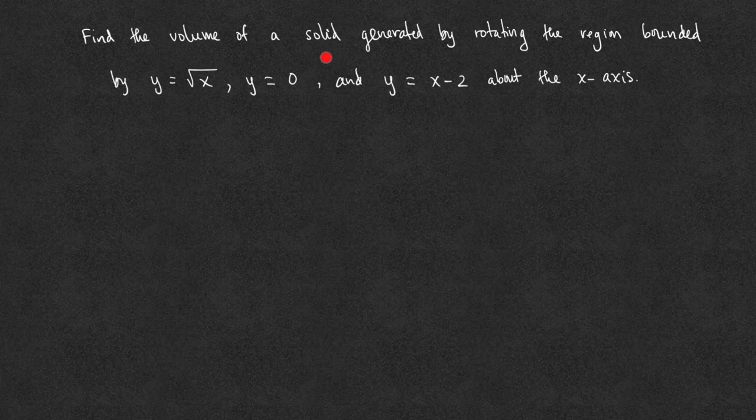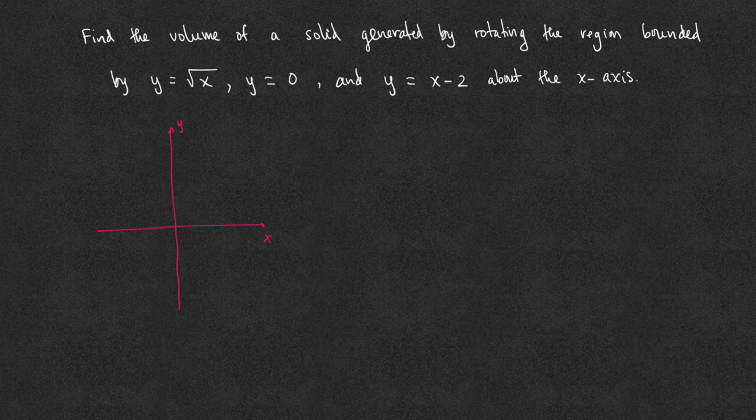Find the volume of a solid generated by rotating the region bounded by y equals the square root of x, y equals 0, y equals x minus 2 about the x-axis. The first thing when we find the volume of the solid generated by a rotation is to draw the region, the bounded region, using the given curves.